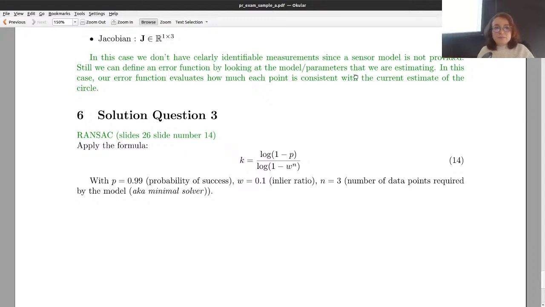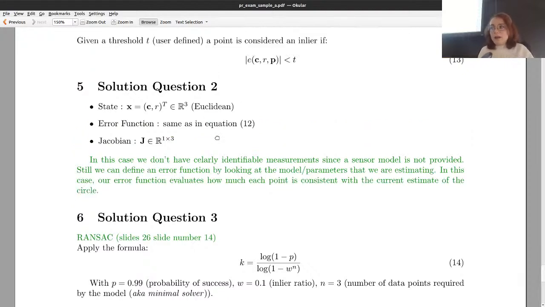Second question. So we only need to define state error and the Jacobian dimension. State error and Jacobian, and then if you have time, you can sketch the algorithm of least squares and explain where the Jacobian appears, where the covariance matrix appears, but this is the most important part. Once you have done this and commented a little bit on this, then you can move to the other exercises.